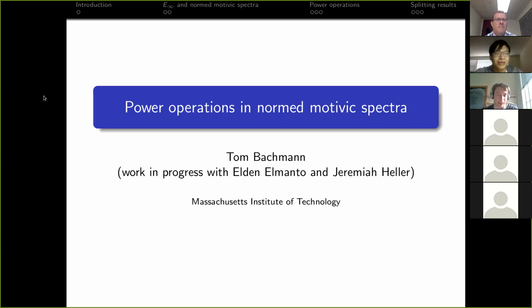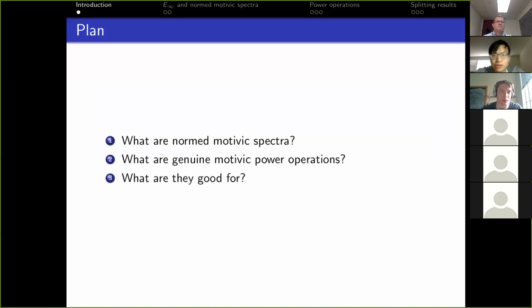All right, that's great. So, as the title says, I want to tell you about power operations in normed motivic spectra. I should say in advance that this is a reported work in progress. It has been in progress for quite some time now, but it's still not written up completely. It's joint work with Ernel Manto and Jeremiah Heller. Okay, so let's get started.